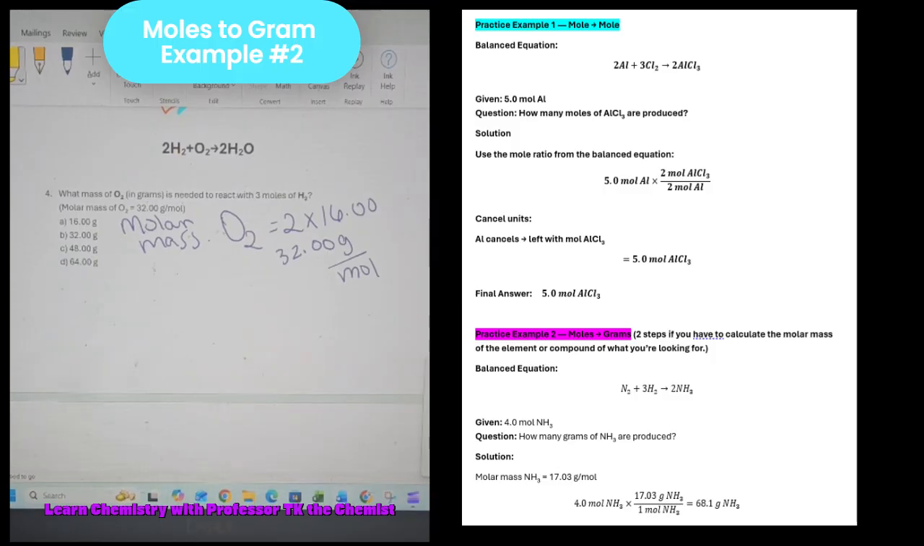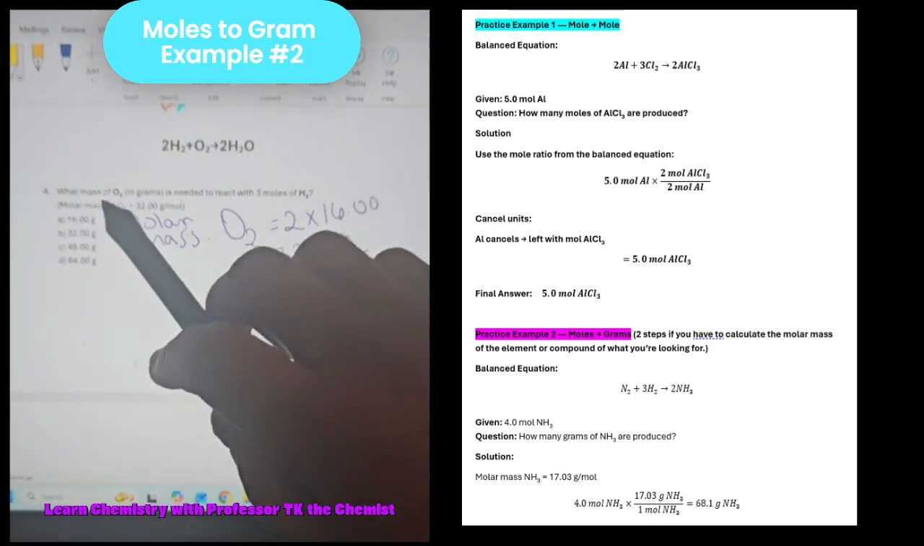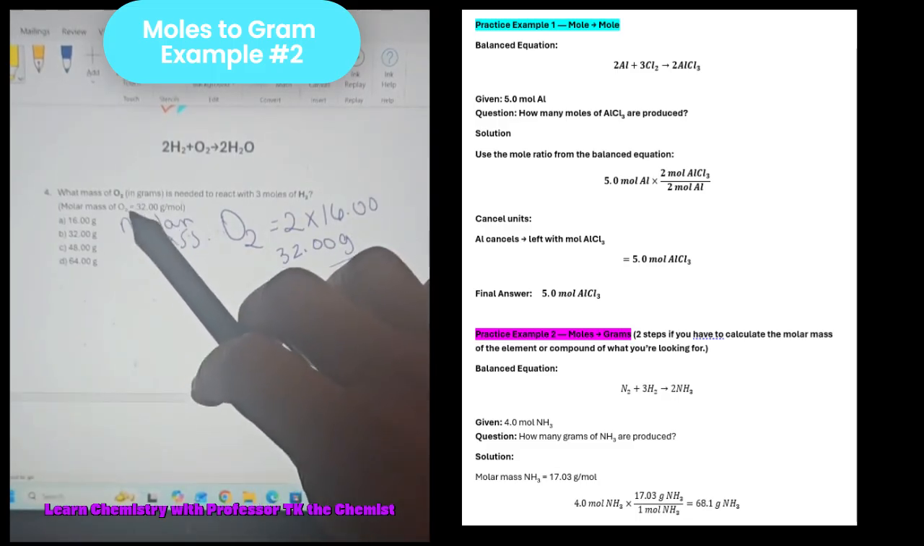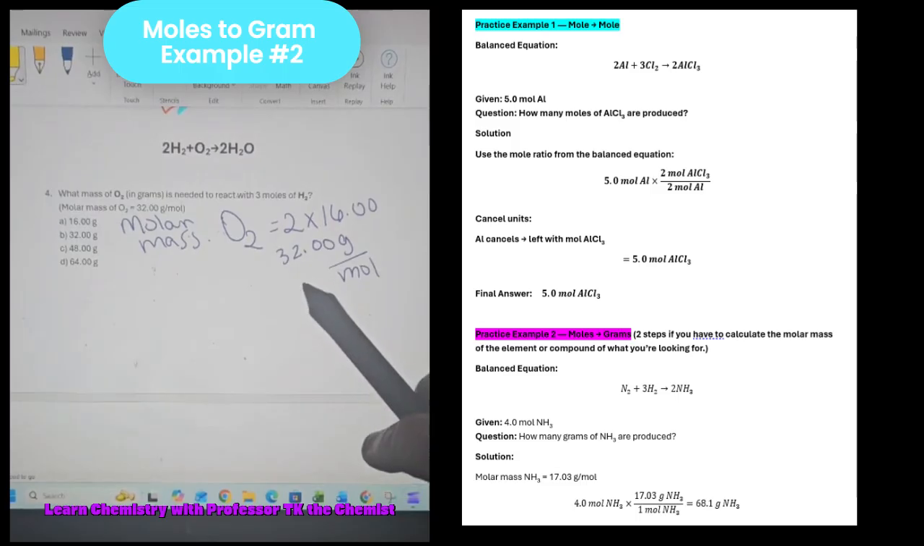Don't be afraid. Now, the question was, how do I know to go back and look for the mass? Because they're going to ask you, what is the mass of oxygen? If I ask you for the mass of oxygen, you need the molar mass to solve that for oxygen, okay? So if they're asking for mass, you need the molar mass of that element or compound.